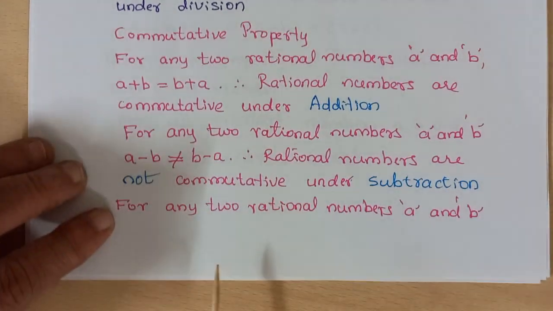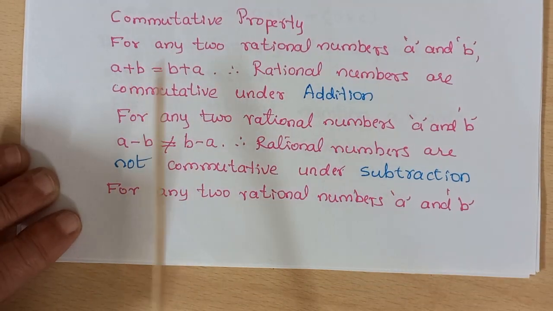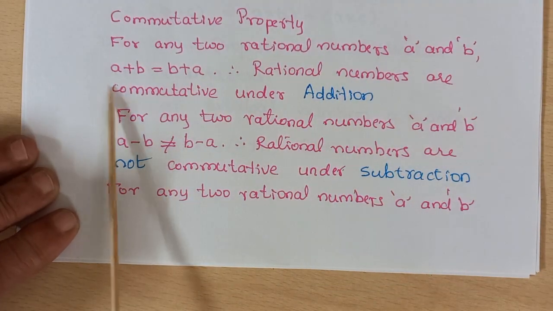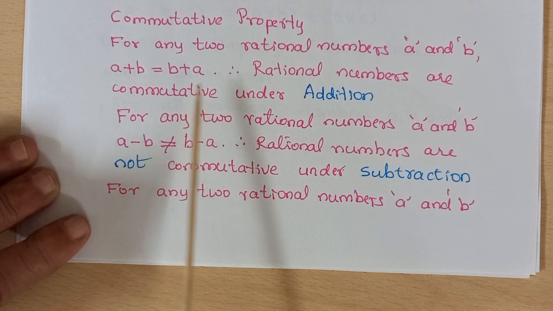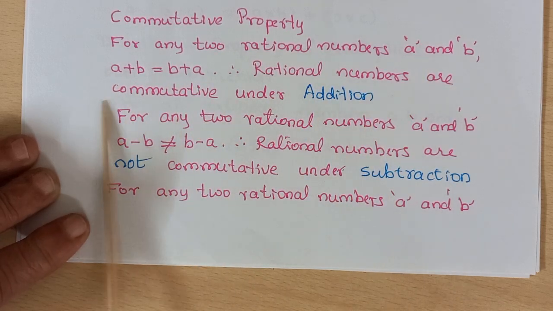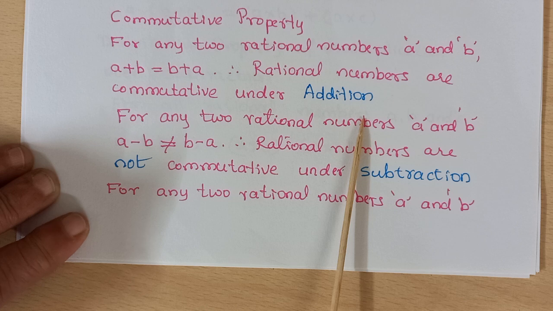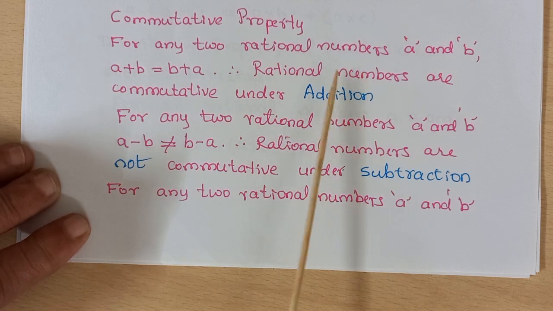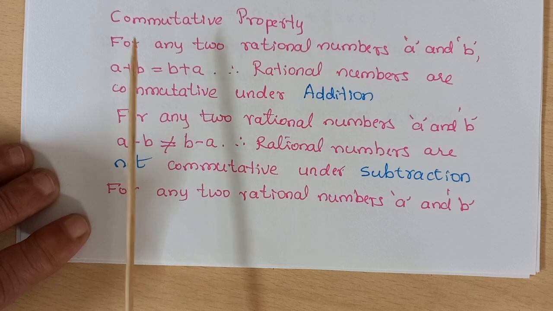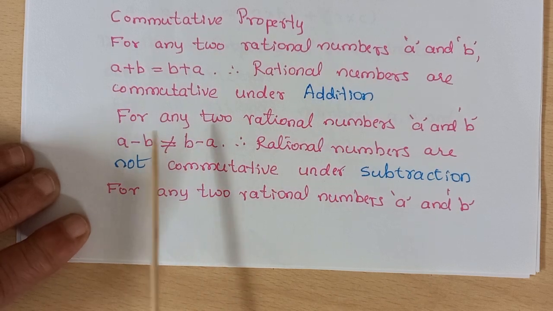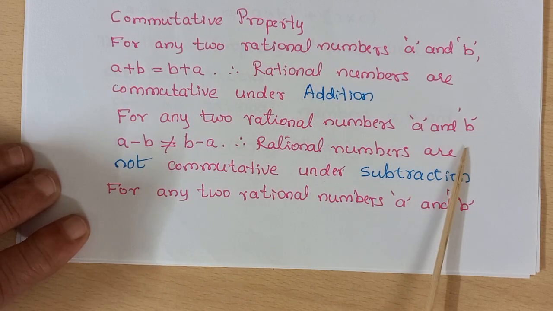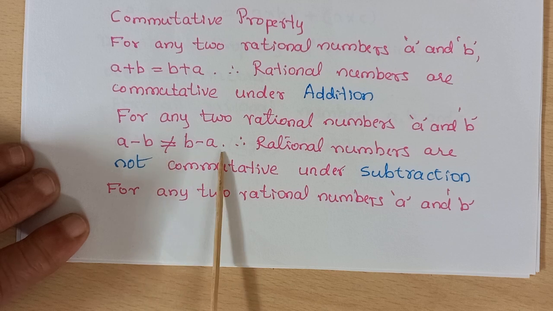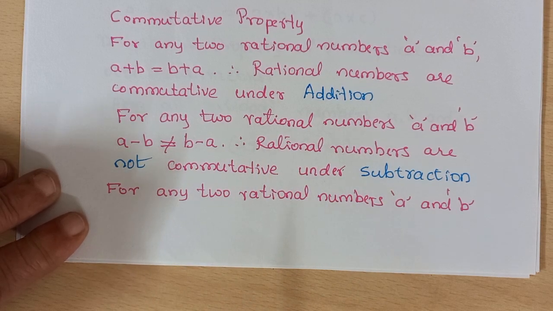Next property is commutative property. For any two rational numbers a and b, a plus b is equal to b plus a. Therefore, rational numbers are commutative under addition. That is, if we change the order of the numbers, then the sum will be the same. This is called the commutative property. For any two rational numbers a and b, a minus b is not equal to b minus a. Therefore, rational numbers are not commutative under subtraction.